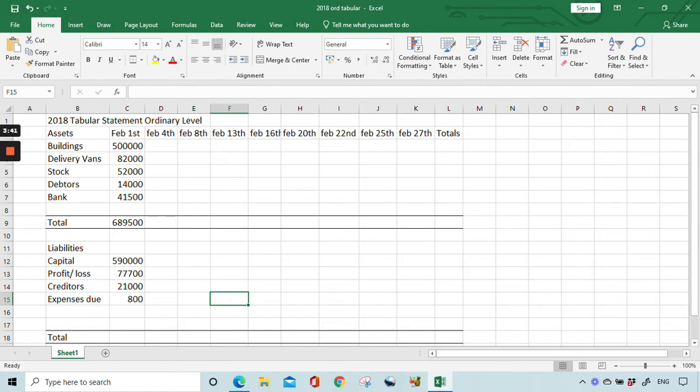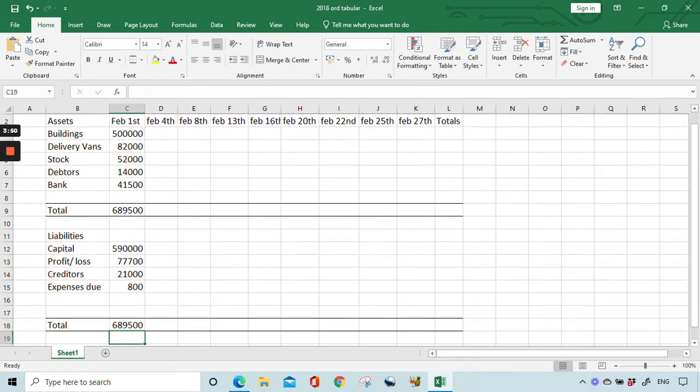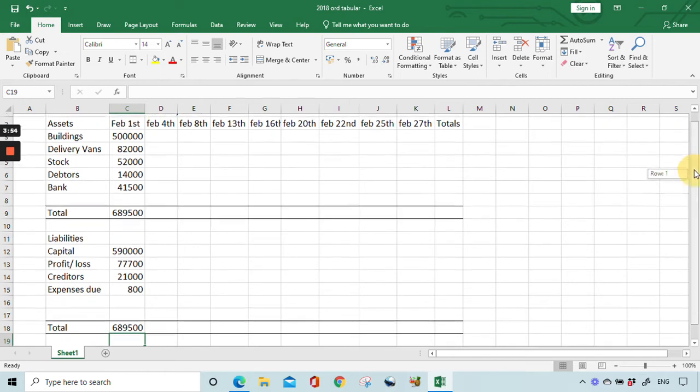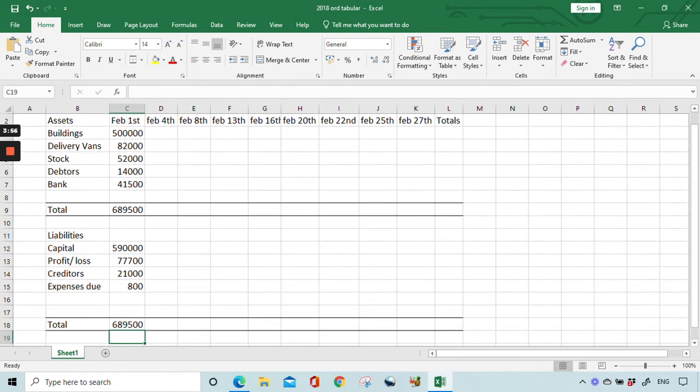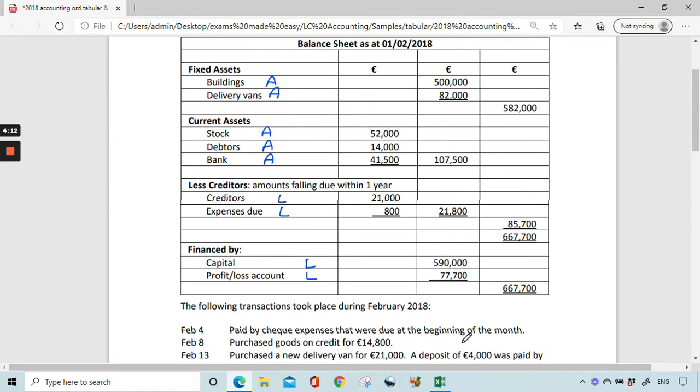If I add up these four, I should get the same answer: 689,500, 689,500. So your assets should always equal your liabilities. When we go through each transaction, on February 4th the total in the assets should equal the total in the liabilities, and that should be the same for every single date and also in the total column. So we're just going to go through each one in turn.